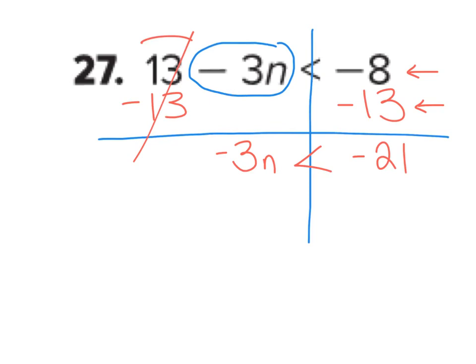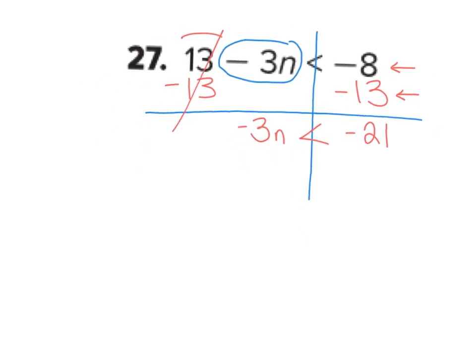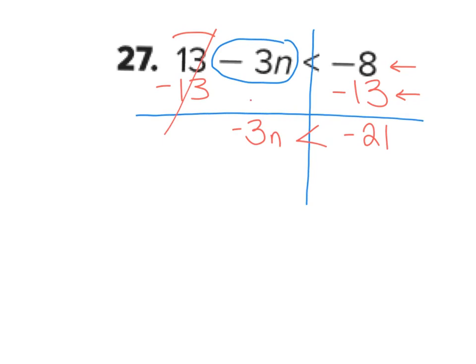Okay, so now this is the part that is a little tricky. When you are dividing each side by a negative or multiplying each side by a negative, you have to flip the sign in the middle. I'll show you why in a little bit. So here I have negative 3 times n. The opposite of multiplying is dividing. So I'm going to divide each side by negative 3 to get my variable by itself.